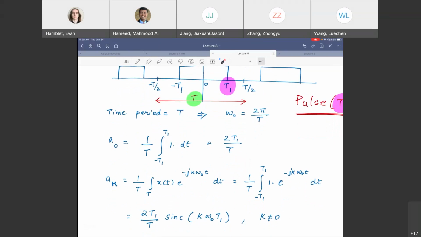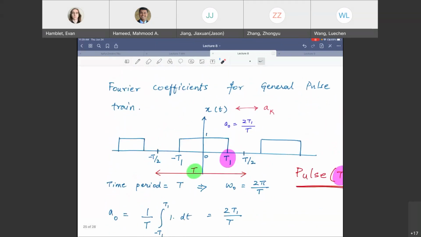What do you have? 1 over T, integration over 1 time period, x of t, e to the minus jk omega naught t. Now I need to pick out the limits of this integration. What do you guys think? What should I use for the integration limits?